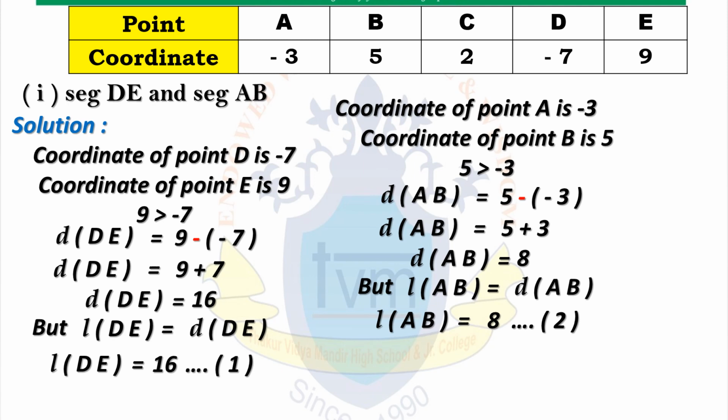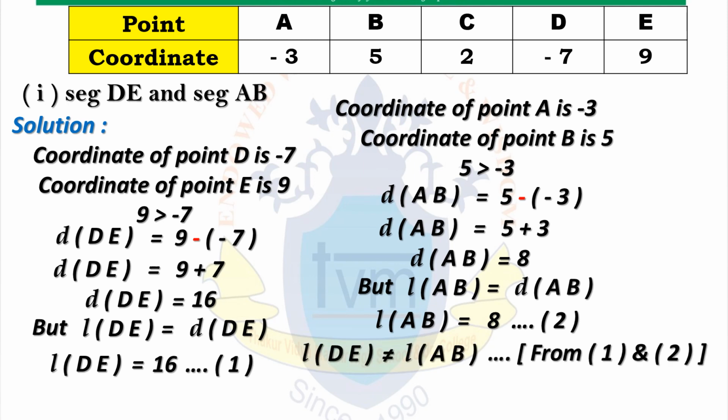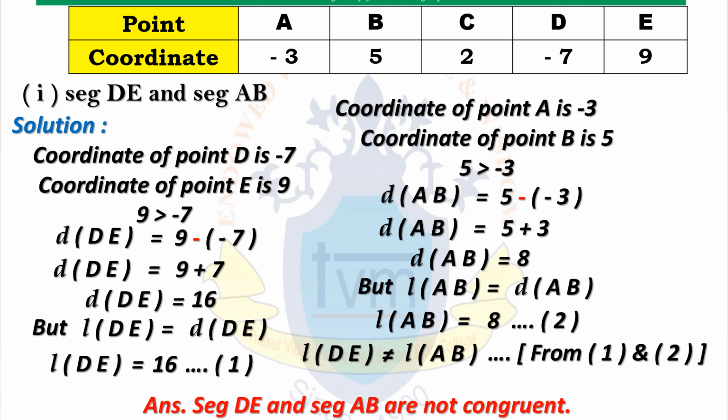Now we will compare equation 1 and equation 2. This is equation 1. What is the right-hand side of equation 1? It's 16. So here the length of DE is 16 and the length of AB is 8. Are their lengths the same? No, their lengths are not the same. If the lengths are not the same, it means they are not congruent. So the length of DE is not equal to the length of AB. How did we come to know? From 1 and 2. Hence, seg DE and seg AB are not congruent.